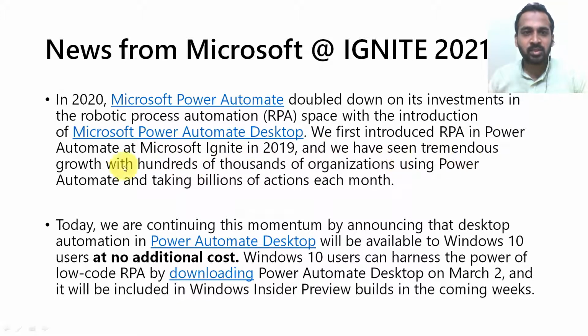And we have seen tremendous growth with hundreds of thousands of organizations using Power Automate and taking billions of actions each month. So today we are continuing this momentum by announcing that desktop automation in Power Automate Desktop will be available to Windows 10 users at no additional cost. This is awesome. Windows 10 users can harness the power of low-code robotic process automation by downloading the Power Automate Desktop on March 2, 2021, and it will be included in Windows Insider Preview build in the coming weeks.